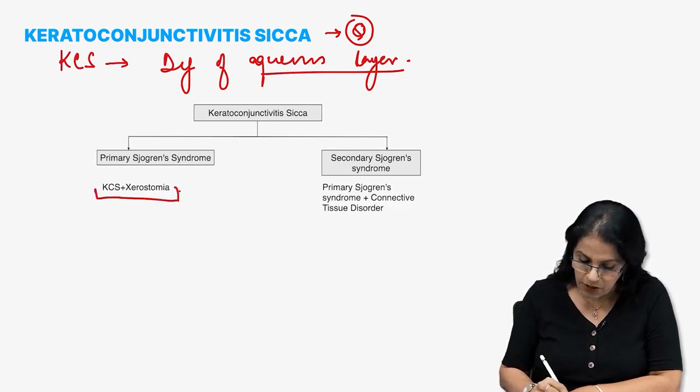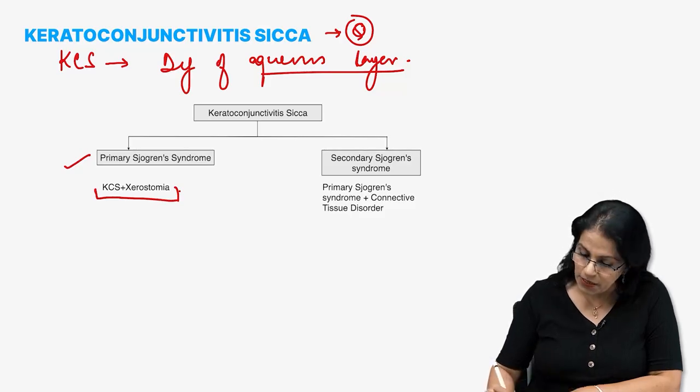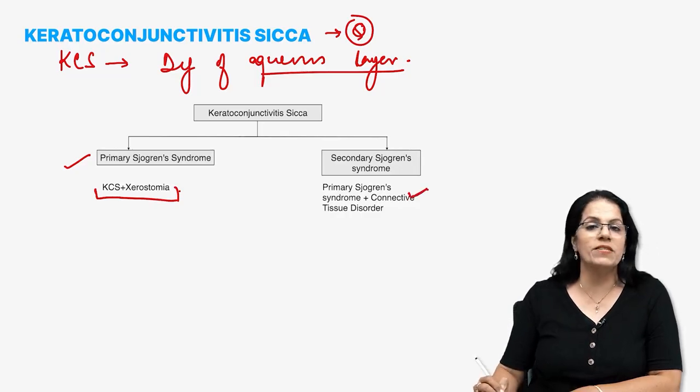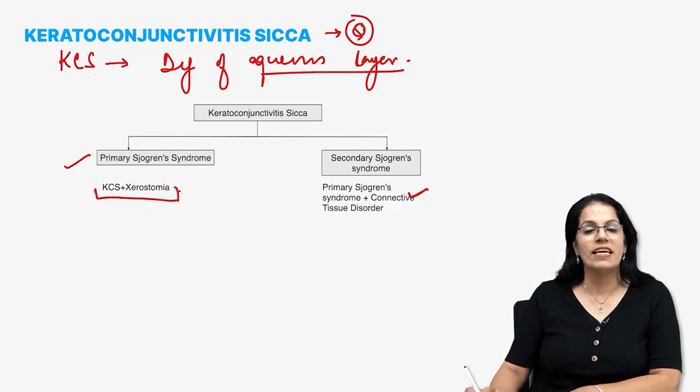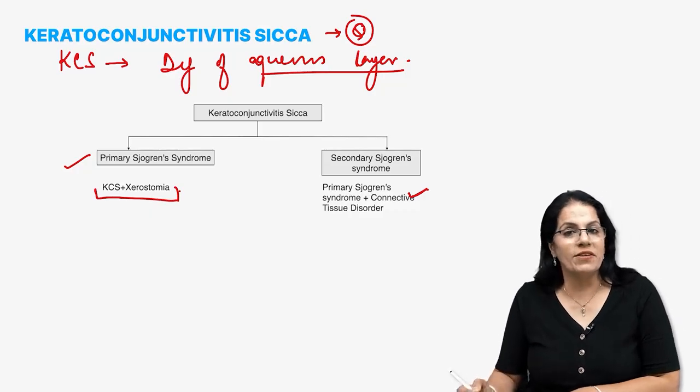And of course, we all know what dry eye with dry mouth is known as, we call it primary Sjogren's syndrome. And when it is associated with connective tissue disorders like rheumatoid arthritis, then we call it secondary Sjogren's.